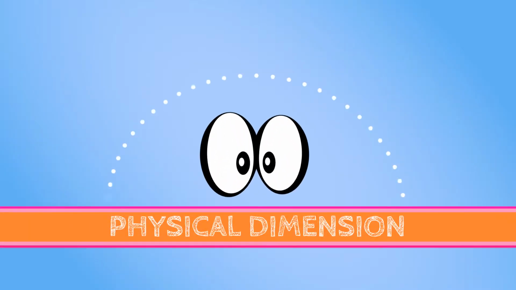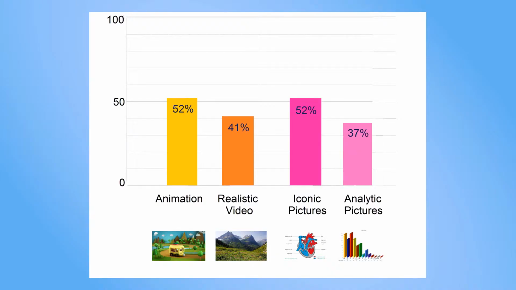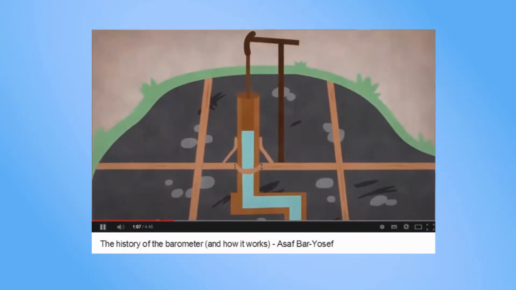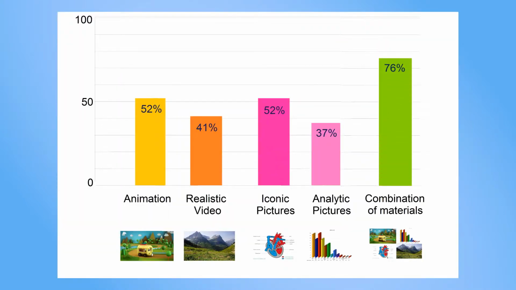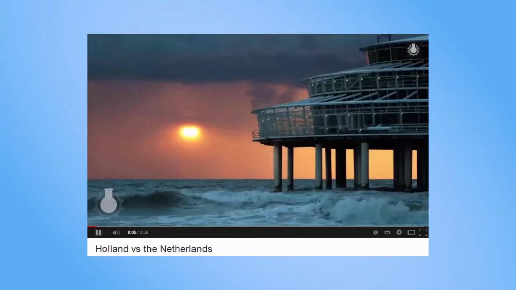First of all, I want to look with you at the physical characteristics of those popular instructional videos. For example, what kind of materials are those videos using? Actually, you didn't see a preference for one type of visual representation, such as animation or a realistic video. However, popular videos make more use of a combination of different kinds of materials, and especially pictures.